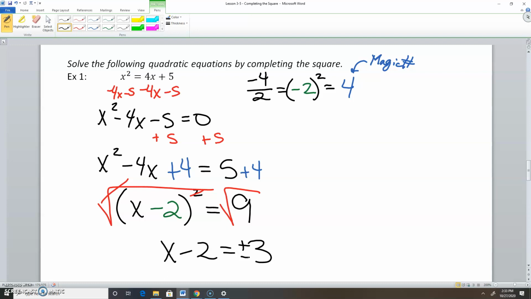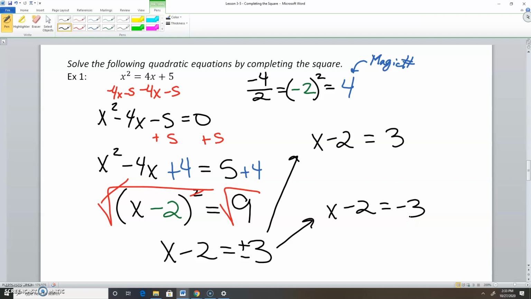Now, when we get to this point, plus or minus means literally a positive 3 or a negative 3. So I'm going to set up two equations. x minus 2 equals a positive 3, and x minus 2 equals a negative 3. I'm going to add 2 to both sides of the equation. That gives me x equals 5.